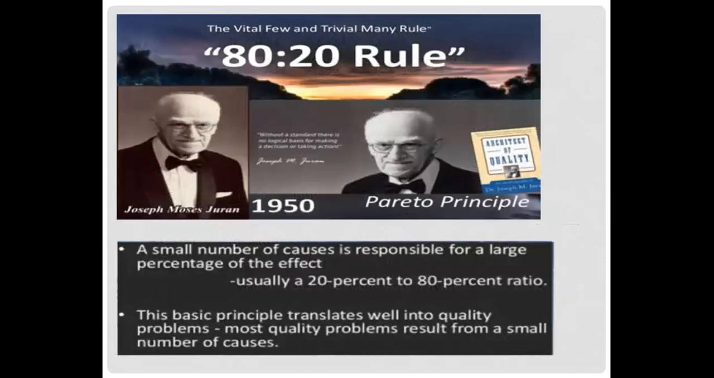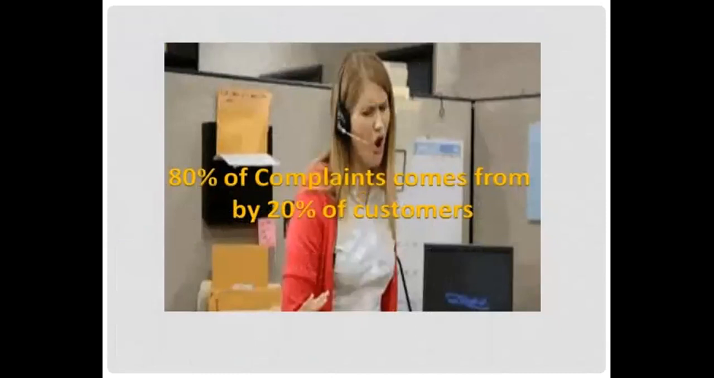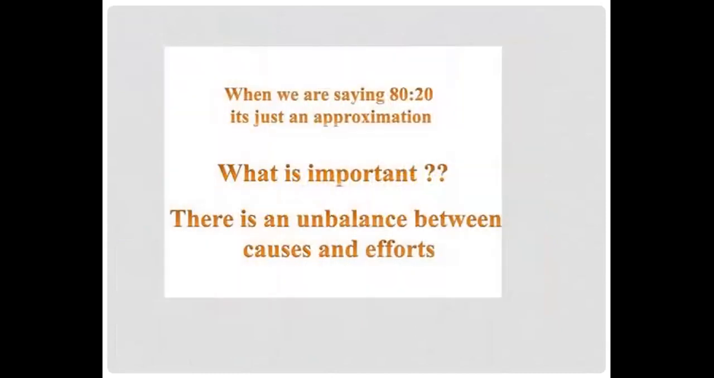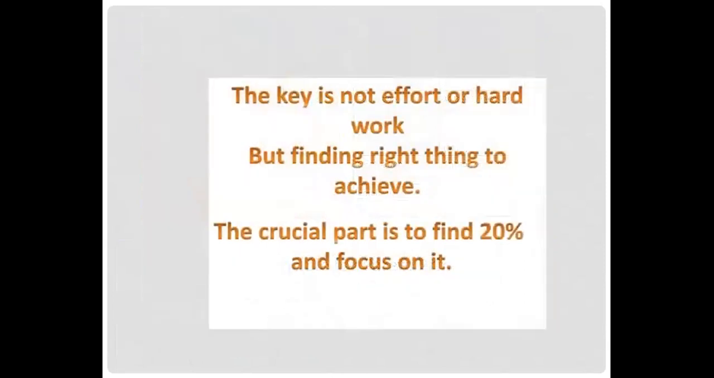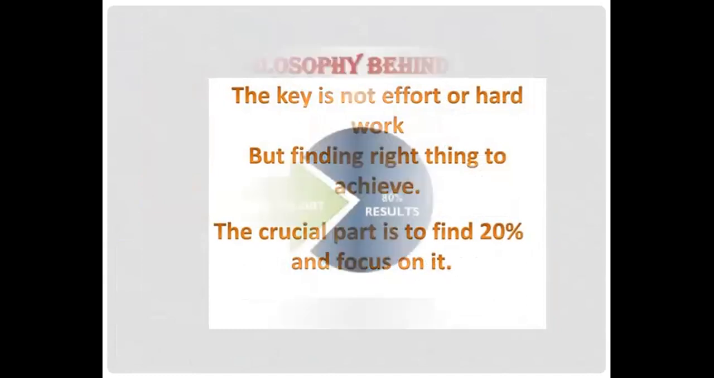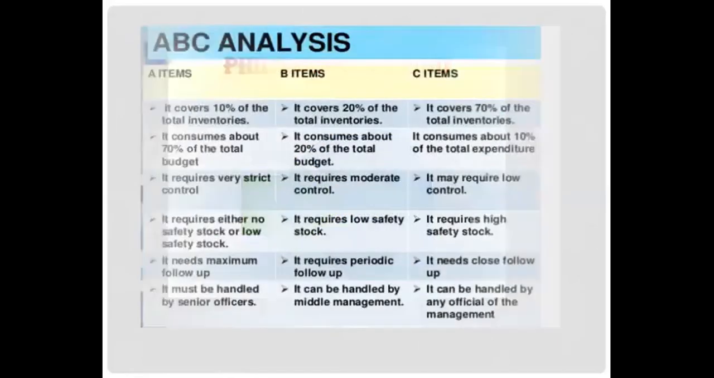It is also known as the 80/20 formula, which is actually given by the Pareto principle. According to this formula, a small number of causes is responsible for a large percentage of effects, usually a 20% to 80% ratio. It means 80% of complaints come from 20% of customers. It is actually the imbalance between cause and effect. The 80/20 principle of Pareto says that less is more, meaning the key is not effort or hard work, but finding the right thing to achieve. The crucial part is to find the 20% and focus on it. The philosophy behind it is that 80% of the result comes from 20% of the effort.